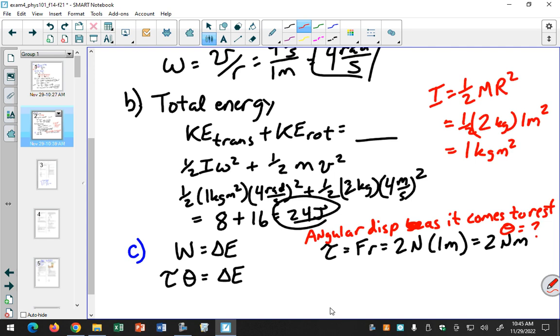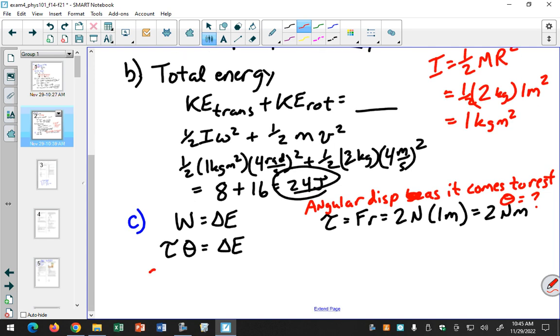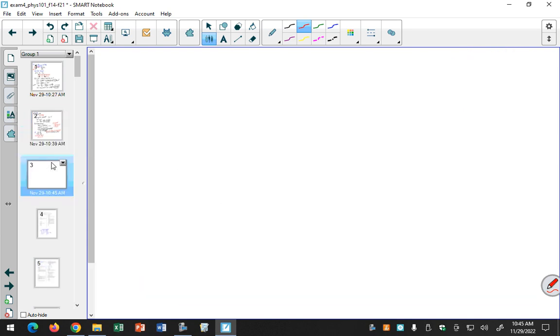All right. So that torque I know is 2 newton meters. Theta, I want to know what theta is. I know E is 24 joules. I found that in the previous part. So theta is going to equal 12 radians. It's going to spin through 12 radians before it comes to rest with that braking force, which is providing that torque. Alrighty? All right. Let's do the third question.